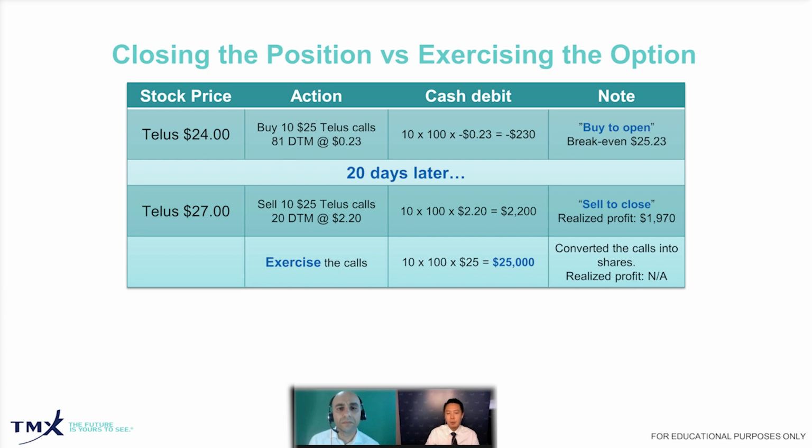Now, if we fast forward 20 days later, if TELUS goes up to $27, the call investor can do two things. She can sell the option by closing the position. By doing so, she can close that position for $2.20 and make a net profit before commissions of $1,970.